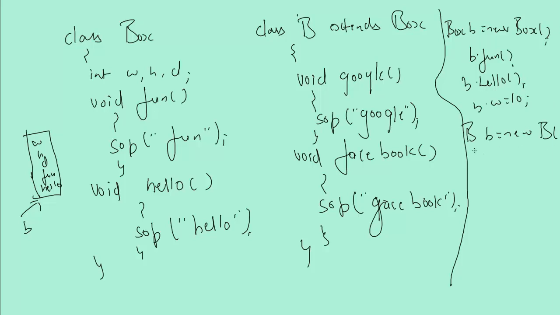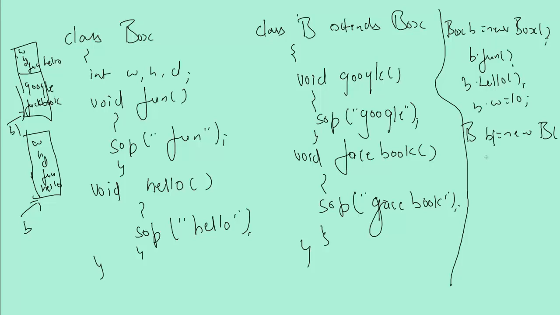When I do this, what happens? One more memory gets created, in which W, H and D, fun and hello would be available, and again I will be having Google and Facebook as the methods, right, which is referred by B1. Let us take this as B1. In the same scope, I can't have two variables with the same name declared.